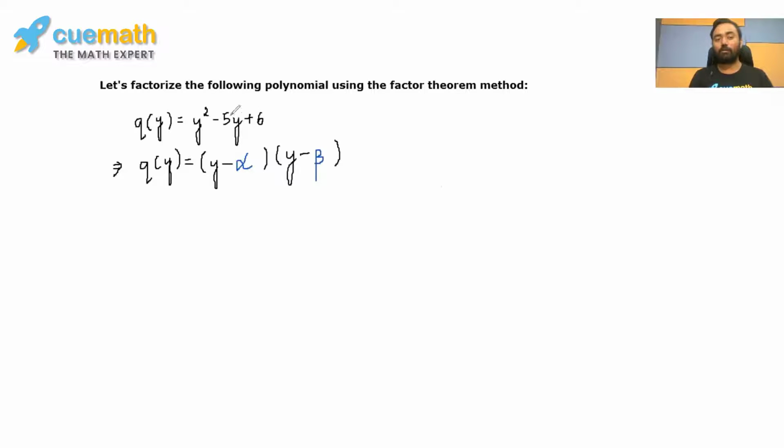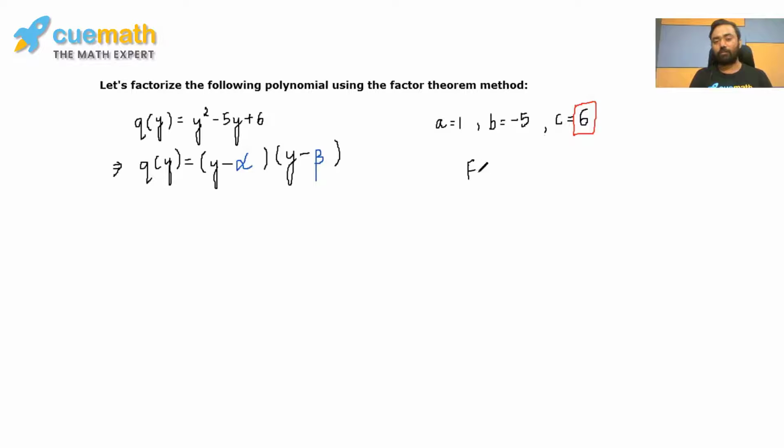So first, if we look at this polynomial y square minus 5y plus 6, and write the coefficients of y square, y and the constant term, basically a, the coefficient of y square, is 1, b, the coefficient of y, is negative 5, and c, the constant term, is 6. Now we see that the coefficient of y square is 1 and c is the constant term, that is 6. So we'll take this constant term and see what the different factors of 6 are.